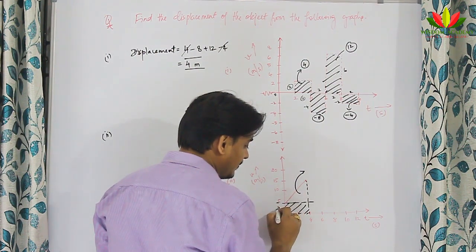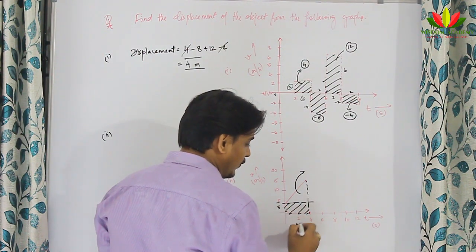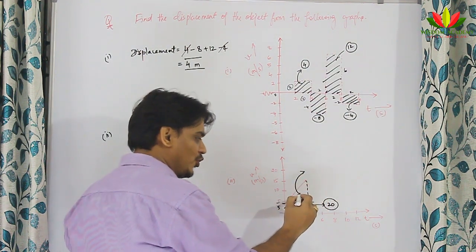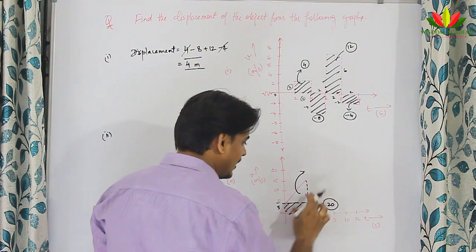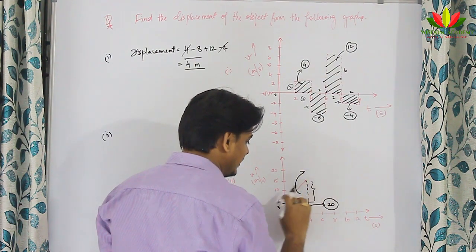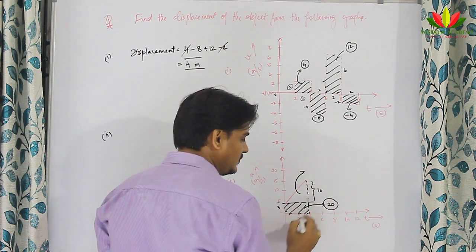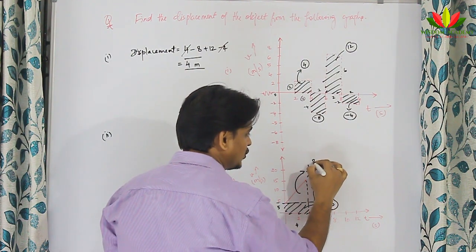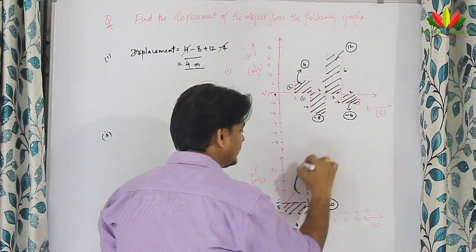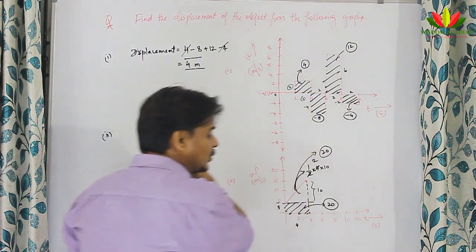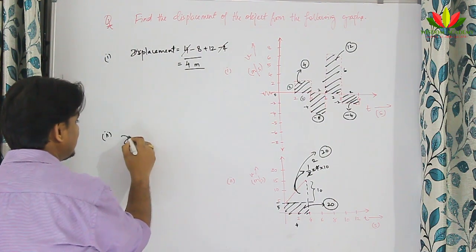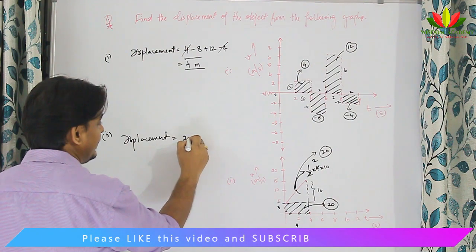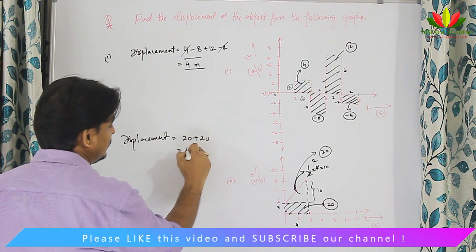This is 5, this is 4, 5 4s are 20. So this area is 20. This is a triangle, so I will use the formula half into base into height. So base is 4 and height is 10. See this height, 15 minus 5, it is 10. So area is half into base 4 into height 10. So it is 20. So this is also 20 units. So 20 plus 20, it is 40. So what is the displacement? 40 meters. Displacement in this case is 20 plus 20, that is equal to 40 meters.